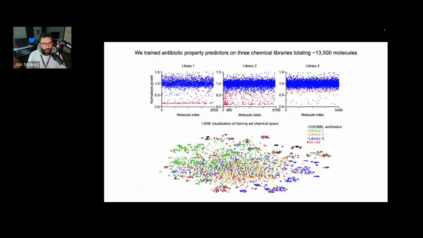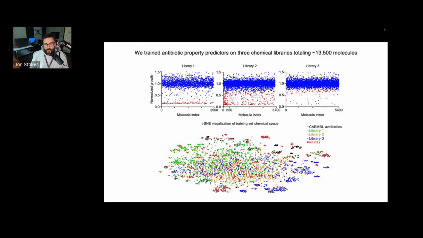So just like last time, we started with a chemical training data set. This time we used about 13,500 molecules, so we increased the size of our training data set. And this training data set was built across 3 distinct chemical libraries. What we're showing here in the bottom is a 2-dimensional representation of the chemical space that was explored amongst these 3 libraries. Black dots are every molecule that is labeled as an antibiotic from ChEMBL. We have molecules from library 1, 2, 3, shown in their respective colors. And then we have in red every hit molecule from every library.